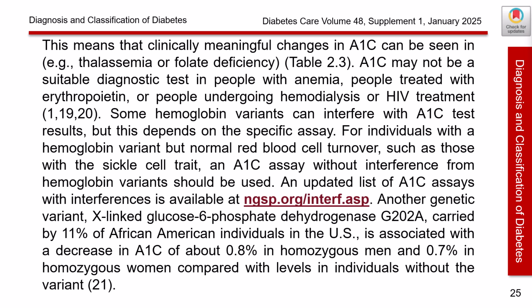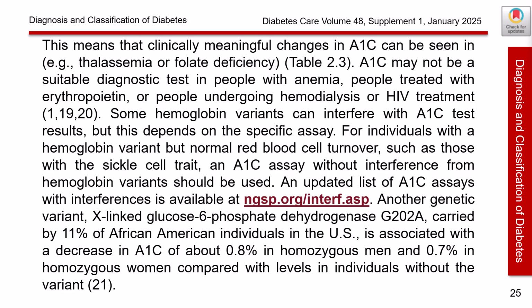This means that clinically meaningful changes in glycated hemoglobin can be seen in, for instance, thalassemia or folate deficiency. Glycated hemoglobin may not be a suitable diagnostic test in people with anemia, people treated with erythropoietin, or people undergoing hemodialysis or human immunodeficiency virus treatment. Some hemoglobin variants can interfere with glycated hemoglobin test results, but this depends on the specific assay.